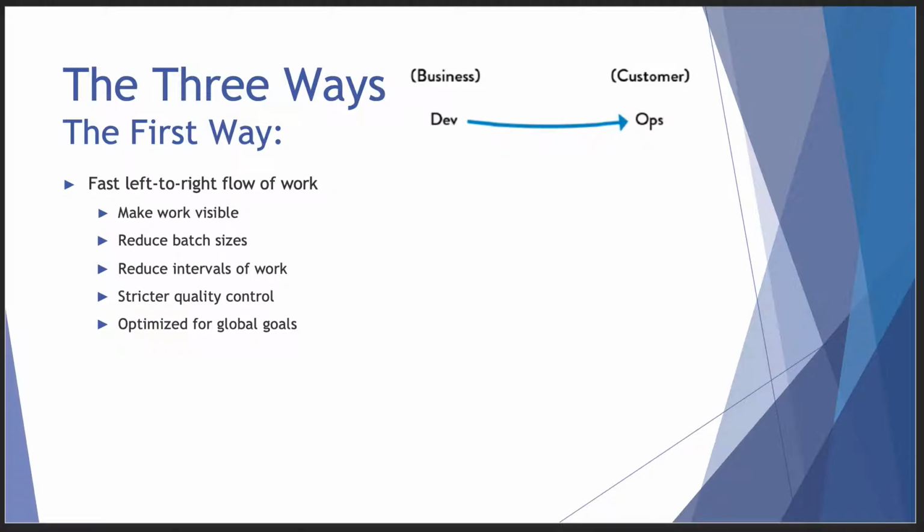Now we'll go on to talk about the 3 ways. The first way in the 3 ways is a fast left to right flow of work. And to do that, we have to make work visible. We can contrast that with the manufacturing process, where we're talking about putting the theories from product manufacturing into software manufacturing.